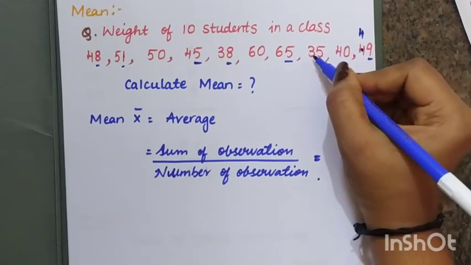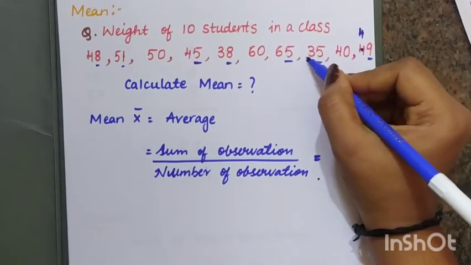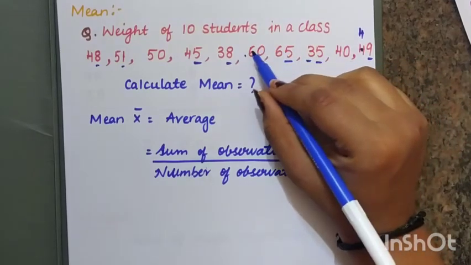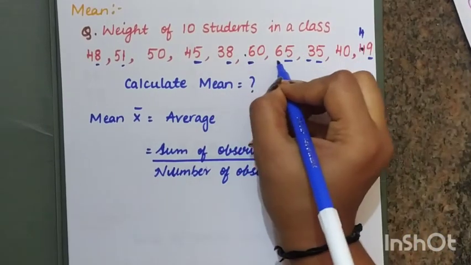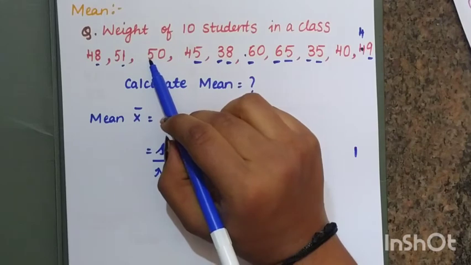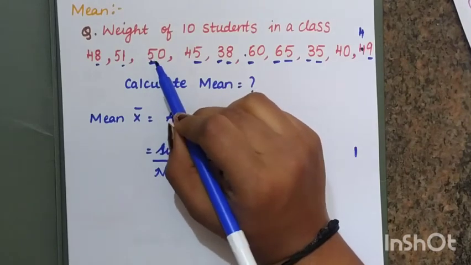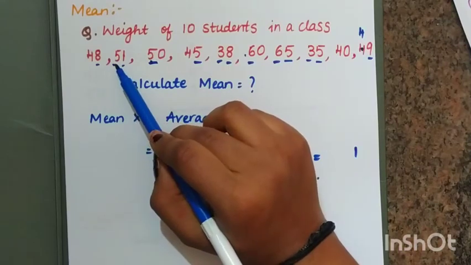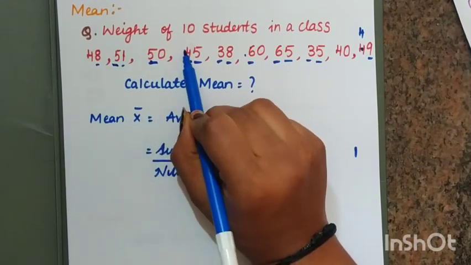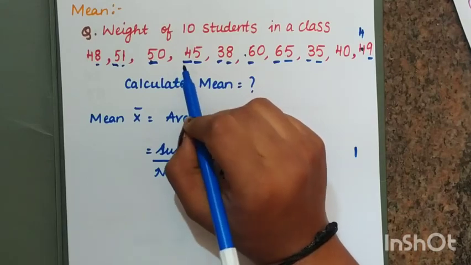12 plus 3, 15. And 15 plus 12, 27. 27 plus 3 is 30. 30 plus 5 is 35. 35 plus 5 is 40. Then here plus 4, 40 plus 4 is 44. Then 48.